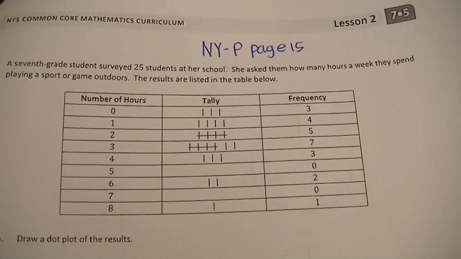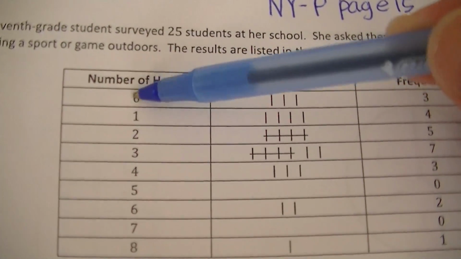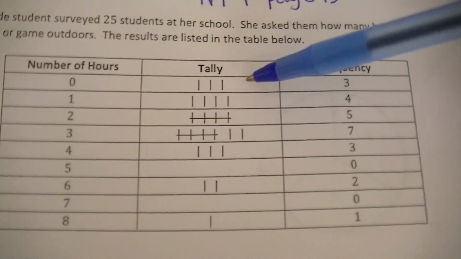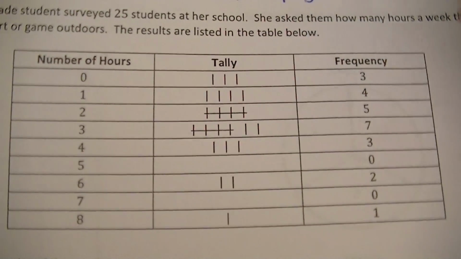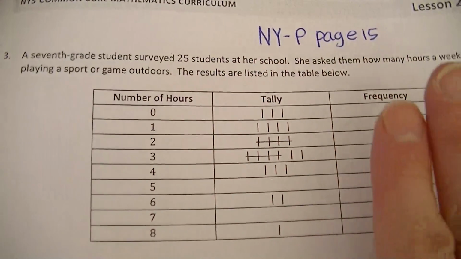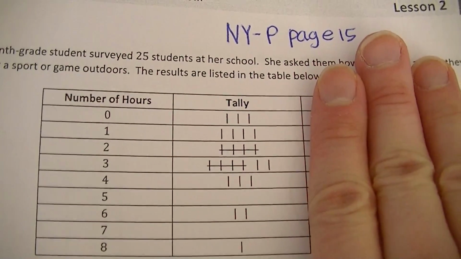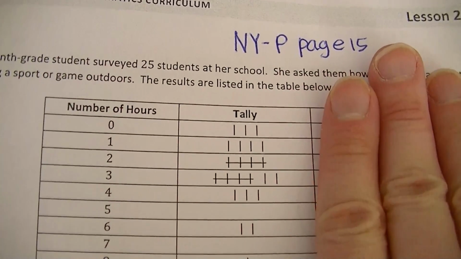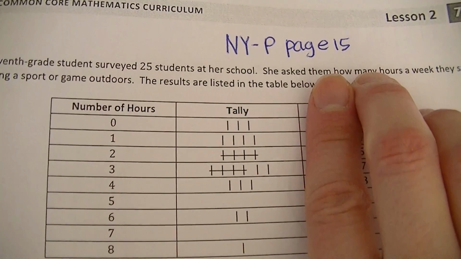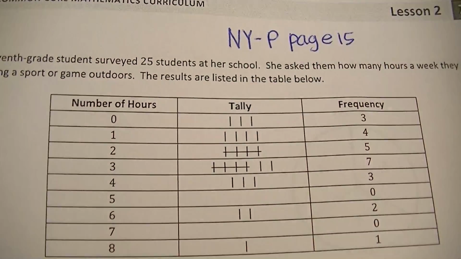So in looking at the table, right here I see the number of hours, and so 0 hours to 8 hours were represented in this survey. And then I see there's little tally marks right here. This must have just been what this 7th grade student who was doing the survey was using to keep track of the responses to her survey. So she'd go up and ask a student how many hours a week they spent playing a sport or game outdoors. And if they said 0 hours, she'd put a tally mark, okay?